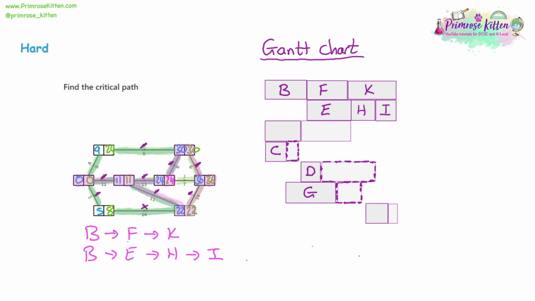Make sure you do a dotted line around it to show that it's optional, and we'll have to label it. And that's all the tasks done. And then what you could do with the Gantt chart is start merging the columns together. So BFK, that's from the start to the end, so you can't do anything with that.